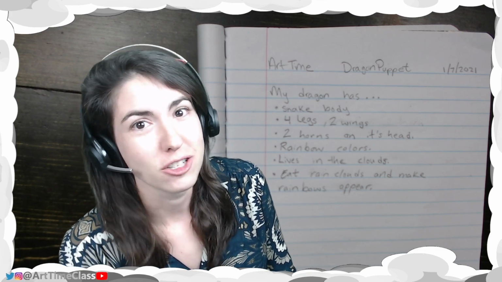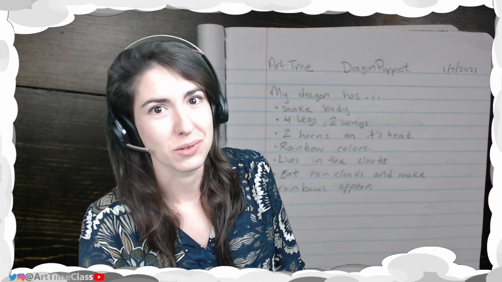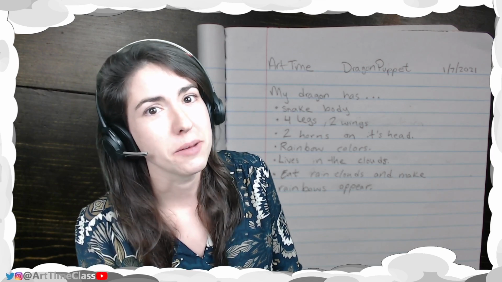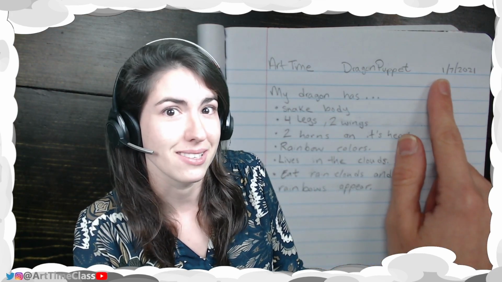Today, we're starting our dragon puppet project, our first three-dimensional project of the school year. You're going to need a piece of paper and pencil for today. Our goal is to draw our idea for our dragon so we can make it into a puppet in the following weeks. On your paper, write your name, title, and date.